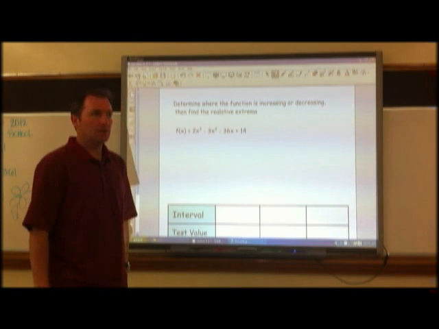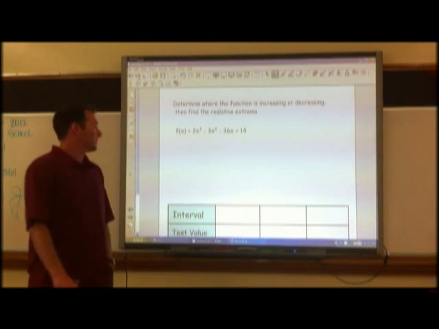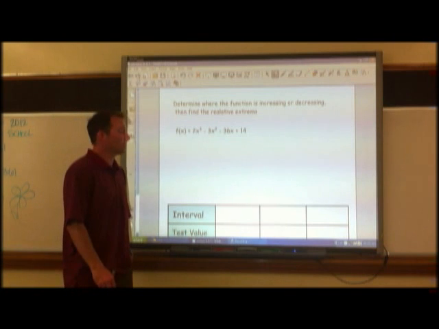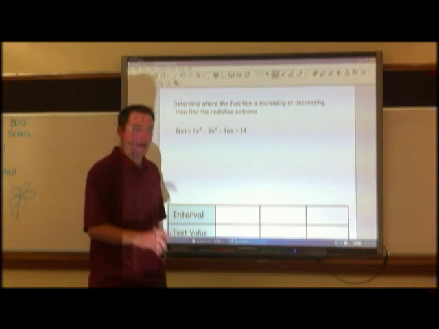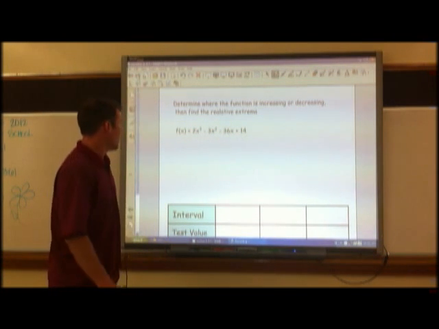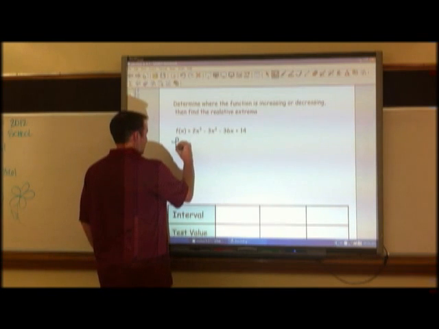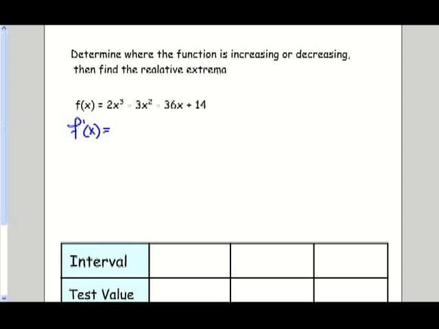All right, so let's try an example, and we'll see where the function is increasing or decreasing, and then figure out where we've got maximums and minimums. So what I want to know is f prime of x. That'll be 6x squared minus 6x minus 36. And I want to set this equal to 0 in order to find critical numbers.